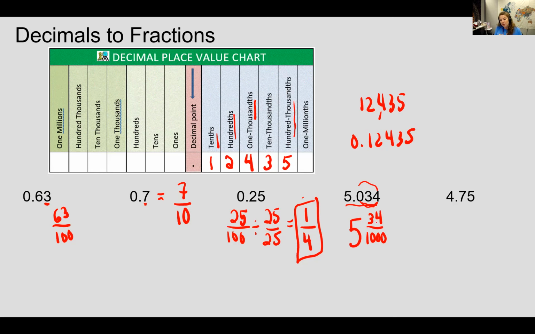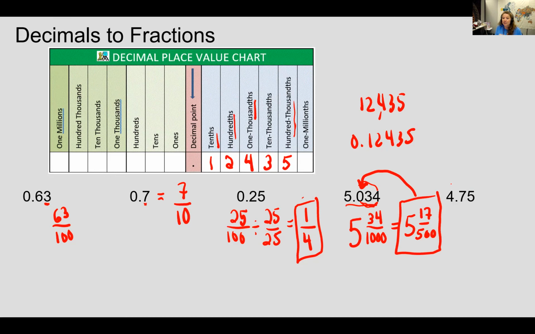Well, both of those numbers are divisible by 2, right? So half of 34 is what, 17? And half of 1,000 is 500. So now I've simplified this fraction. 5.034 is the same thing as 5 and 17 500ths.